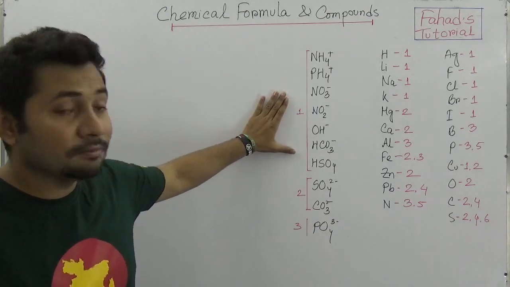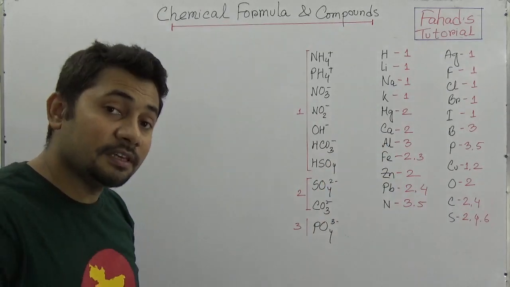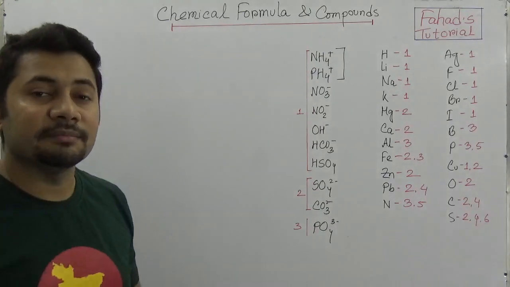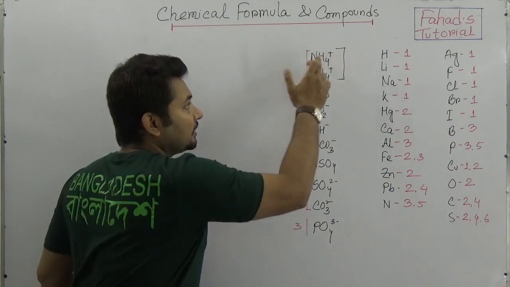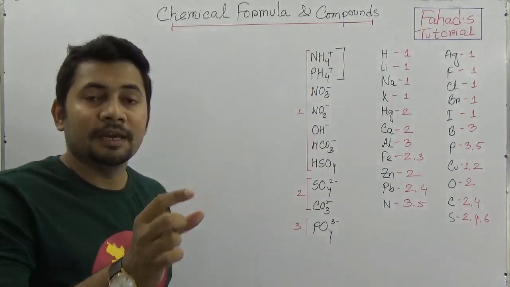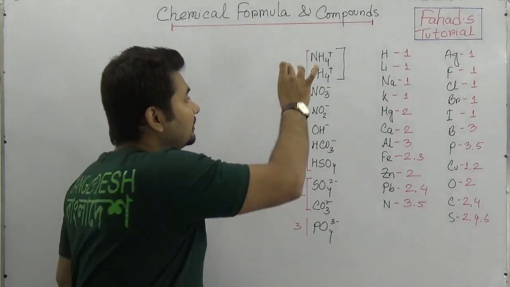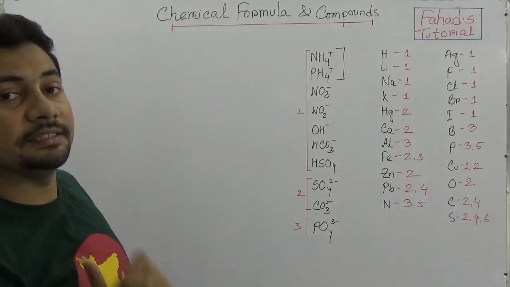So if you see the valency 1, these two are positive. If you see the videos, I said that the radicals can be two types, positive and negative. In the case of positive, this is ammonium and this is phosphonium. And whenever we write the name of compounds with these, the ammonium and phosphonium should be on the left side.